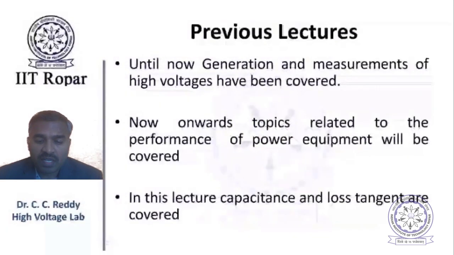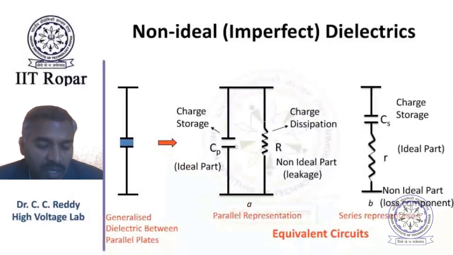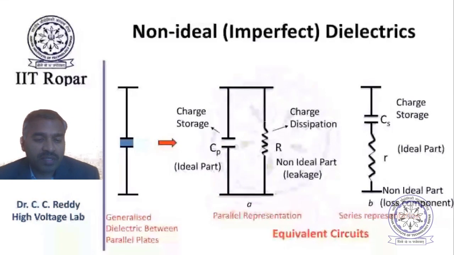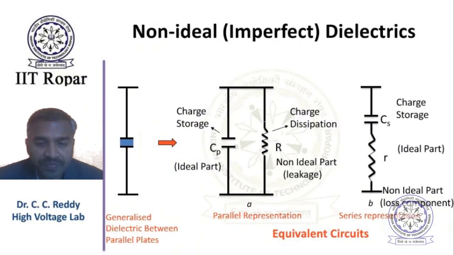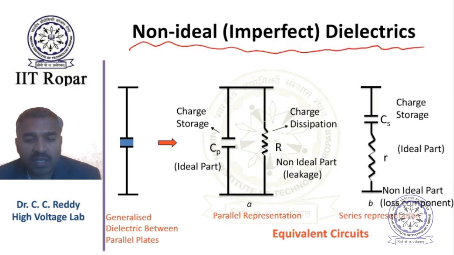Now in general, a power equipment under test can be approximated as a capacitance, a lossy capacitance under test. Right, now you can see this is non-ideal or imperfect dielectrics. Are there any ideal dielectrics? Ideal dielectrics are ideal only in name, they don't exist. Right? So all are non-ideal only. So imperfect dielectrics. So what is the approximation? How do we consider them?